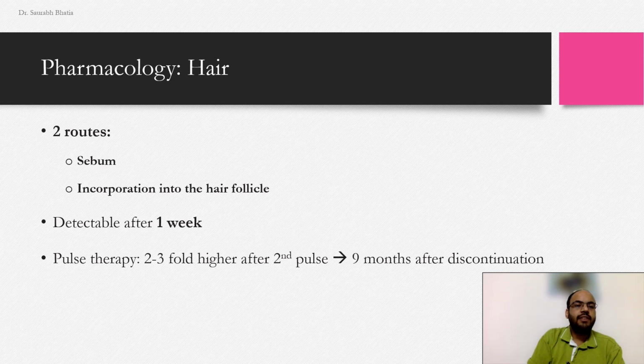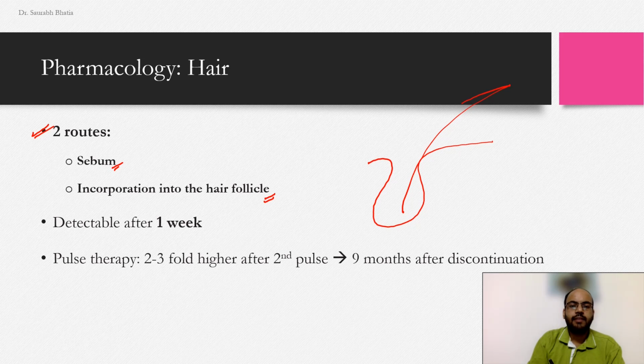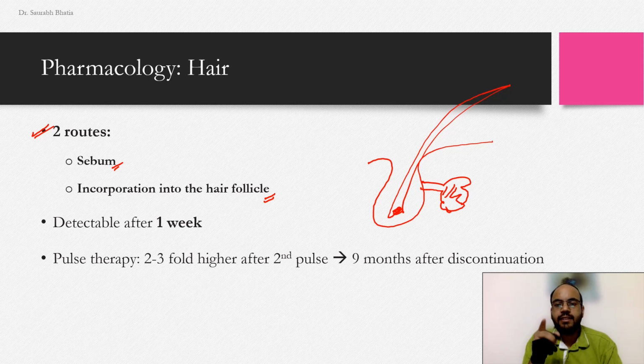When treating fungal infections of hair with itraconazole, there are two basic routes by which itraconazole reaches hair. One is sebum and the other is incorporation into the hair follicle. So let's say this is the hair inside a hair follicle, and this is the pilosebaceous unit or the pilosebaceous glands. We told you that a large amount of itraconazole is excreted via sebum. So because of that, sebum becomes one of the major routes by which itraconazole reaches a hair follicle.